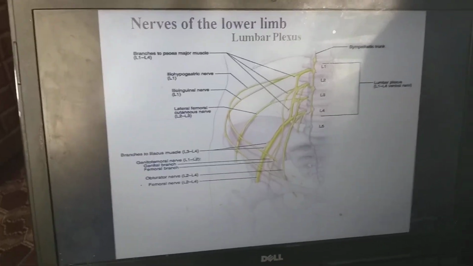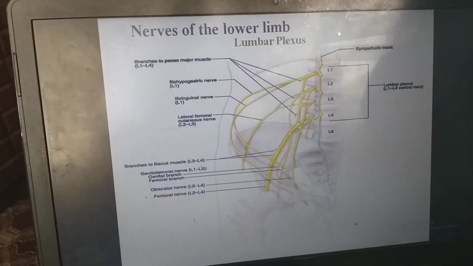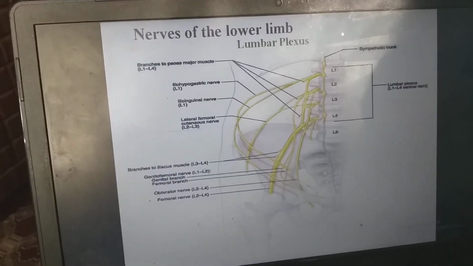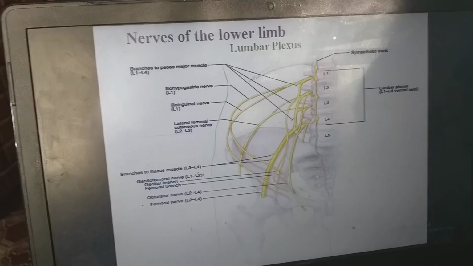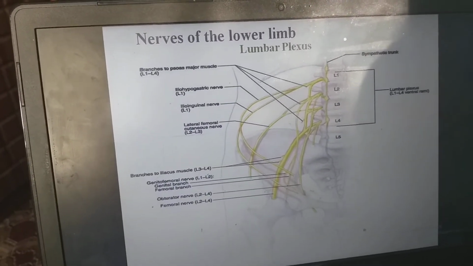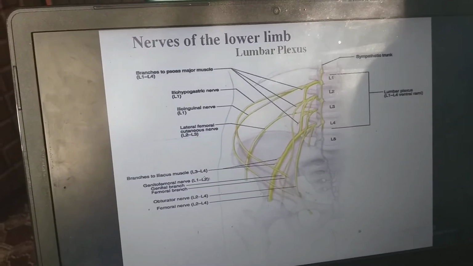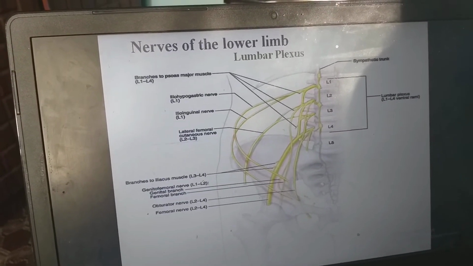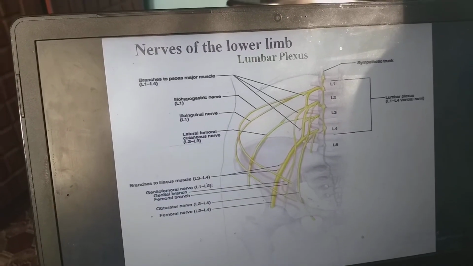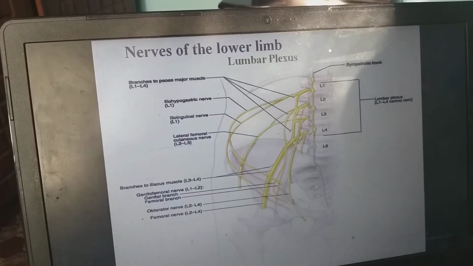The other and the last one is the nerve supply of the lower limb. There are two major special plexuses. Like for the upper limb we have said the brachial plexus, here we call them the lumbar plexus and the sacral plexus. From the lumbar plexus, we have two special nerves, the obturator nerve and the femoral nerve. Both of them have the same origin. The obturator nerve is from L2 to L4, and the femoral nerve again from L2 to L4.